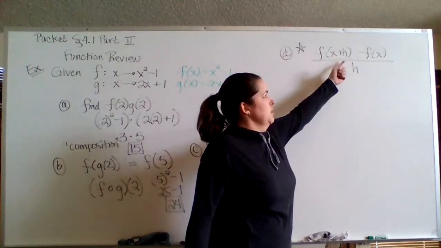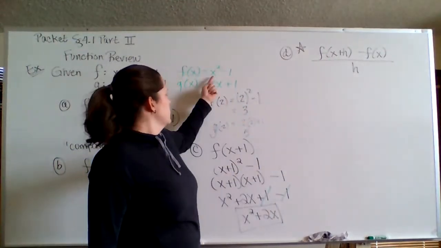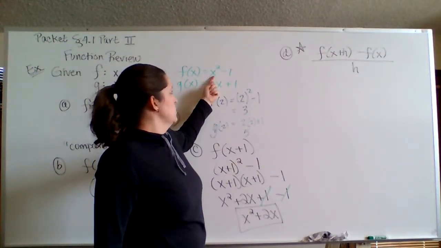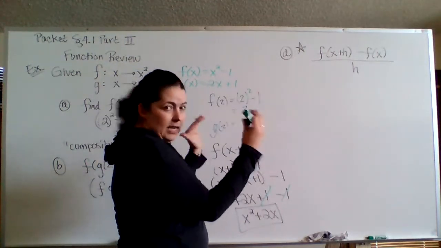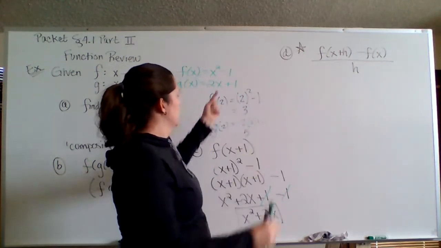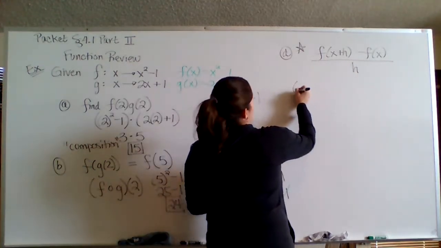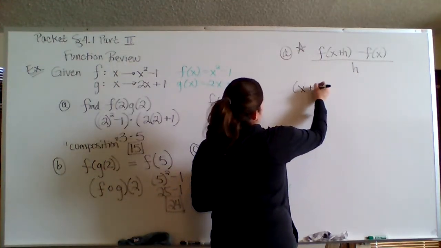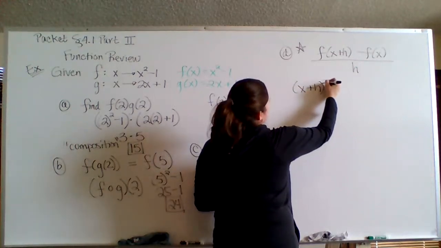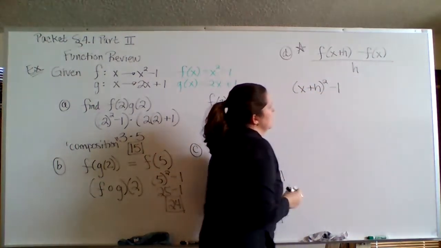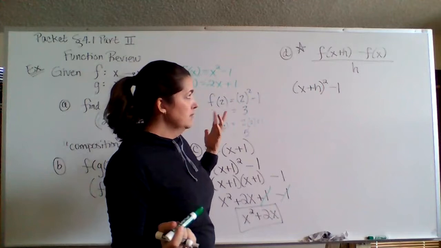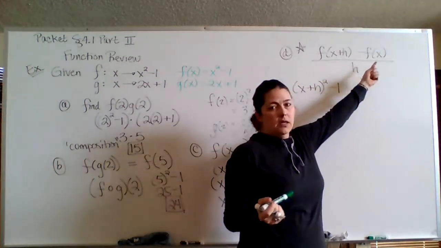F of x plus h means go to the f rule. Wherever there's an x, replace it with x plus h, and there's only one x. So I want to take that x plus h and square it, and then the minus 1 will still be there. So f of x plus h would be x plus h, the whole thing squared, minus 1. Here's probably the most missed part, the minus f of x.